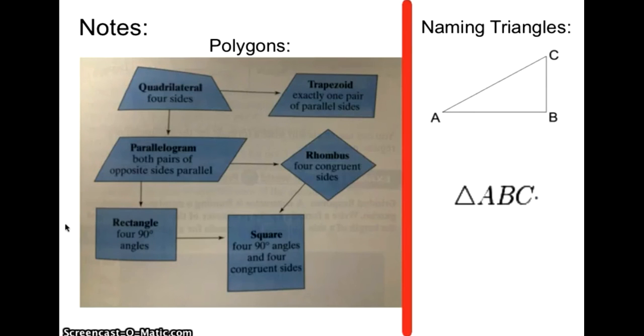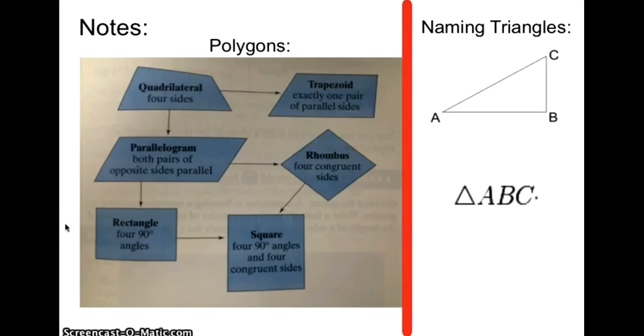A rhombus has 4 congruent sides. It's also a parallelogram, and it's also a quadrilateral. So a rhombus can be three things. It can be a rhombus, a parallelogram, or a quadrilateral. On the other side, a rectangle has four 90-degree angles. The rectangle can be a rectangle, it can be a parallelogram, and it also can be a quadrilateral.